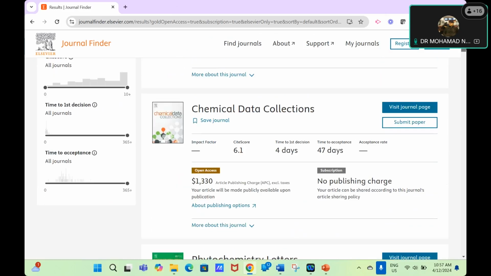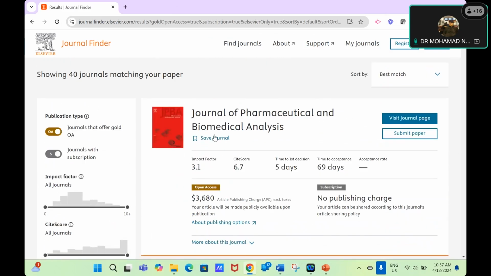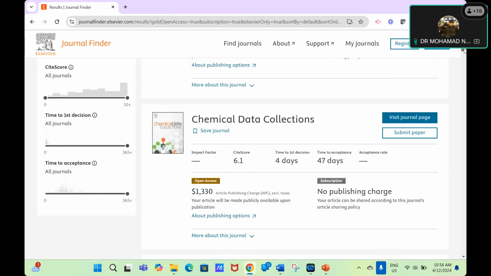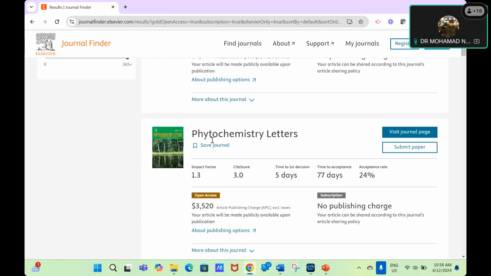So we go one by one. For example, Journal of Pharmaceutical and Biomedical Analysis, impact factor is 3.1. For this one they have only one open access option. If you pay 3,680 USD, it means if your paper is accepted, it can be accepted by this journal. They have information: visit the journal for more details. Chemical Data Collections doesn't have any impact factor, but they ask us to pay. This one is only open access. What else? Phytochemistry Letters.